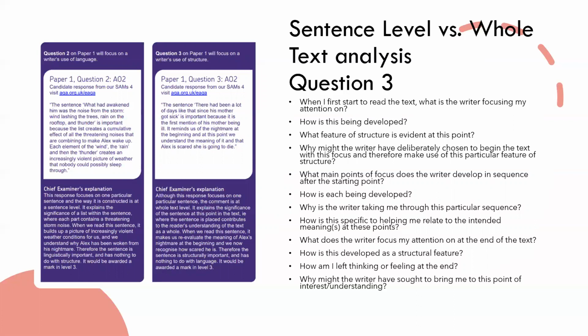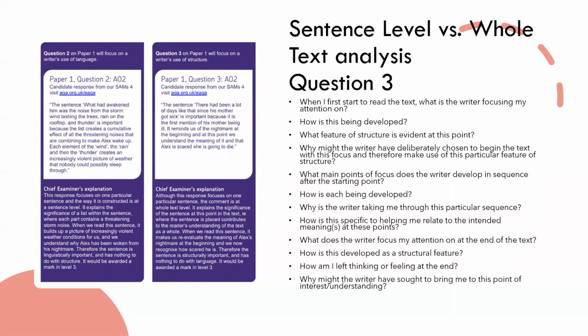The sentence, what had awakened him was the noise from the storm, wind lashing the trees, rain on the rooftop, and thunder, is important because the list creates a cumulative effect of all the threatening noises that are combining to make Alex wake up. Each element of the wind, the rain, and then the thunder creates an increasingly violent picture of weather that nobody could possibly sleep through. That is a perfect response for a question 2.